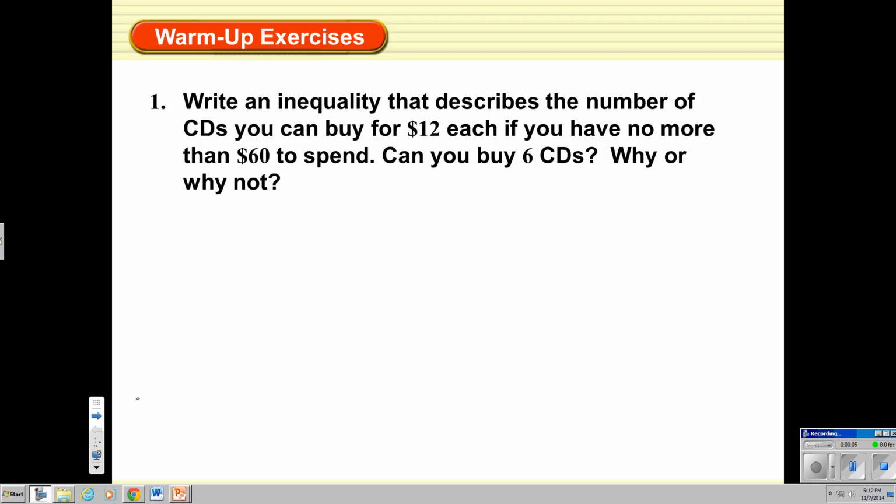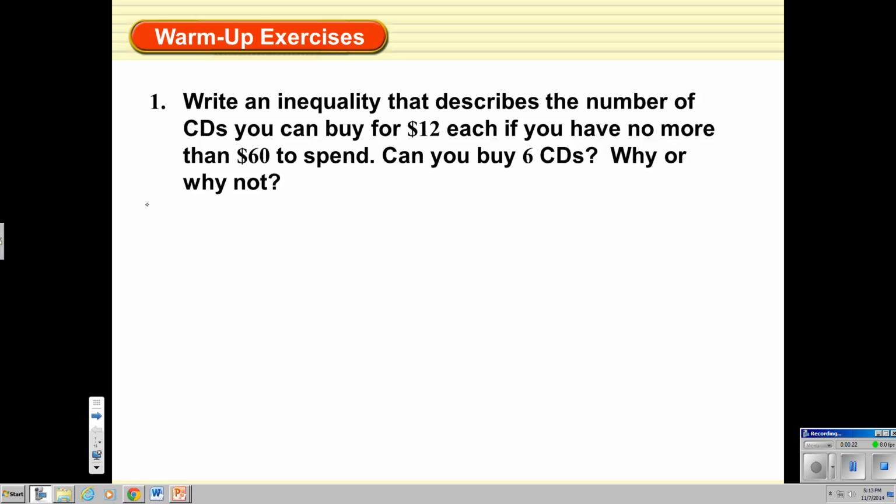All right, this is chapter 5, lesson 1. I don't have a title screen, but it is adding and subtracting to solve inequalities. So instead of equations, we're going to do inequalities. The first one is just kind of a warm-up exercise to get you ready for what inequalities are.